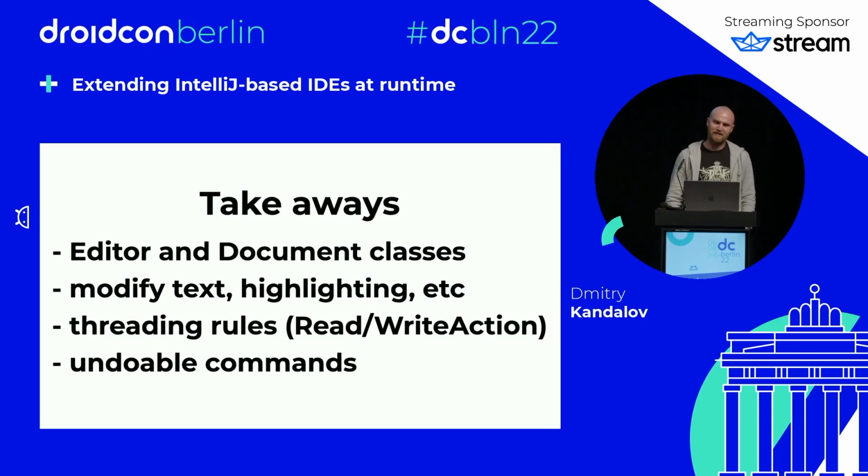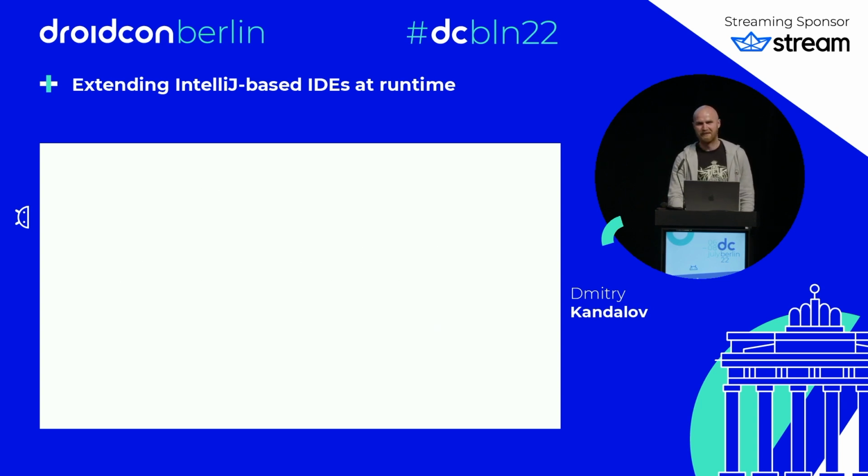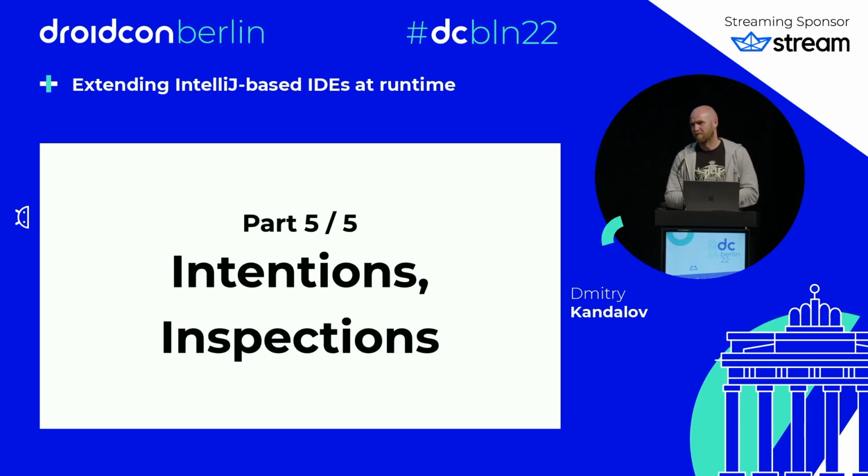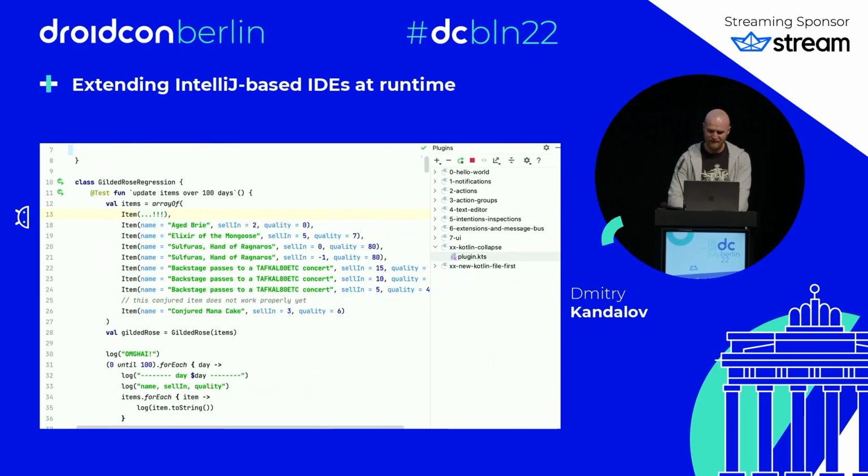As a takeaway, for text editing, there are editor and document classes. You can do everything you can imagine: modify text, do highlighting. There are some threading rules, so you should be careful about that, and all the undoable commands. The text editor is very useful. That's the basic point where you can start doing something genuinely useful. But a bit more advanced topic is actually modifying code, or looking at it after it's been transformed from text into a syntax tree. And this is where intentions and inspections come into play.